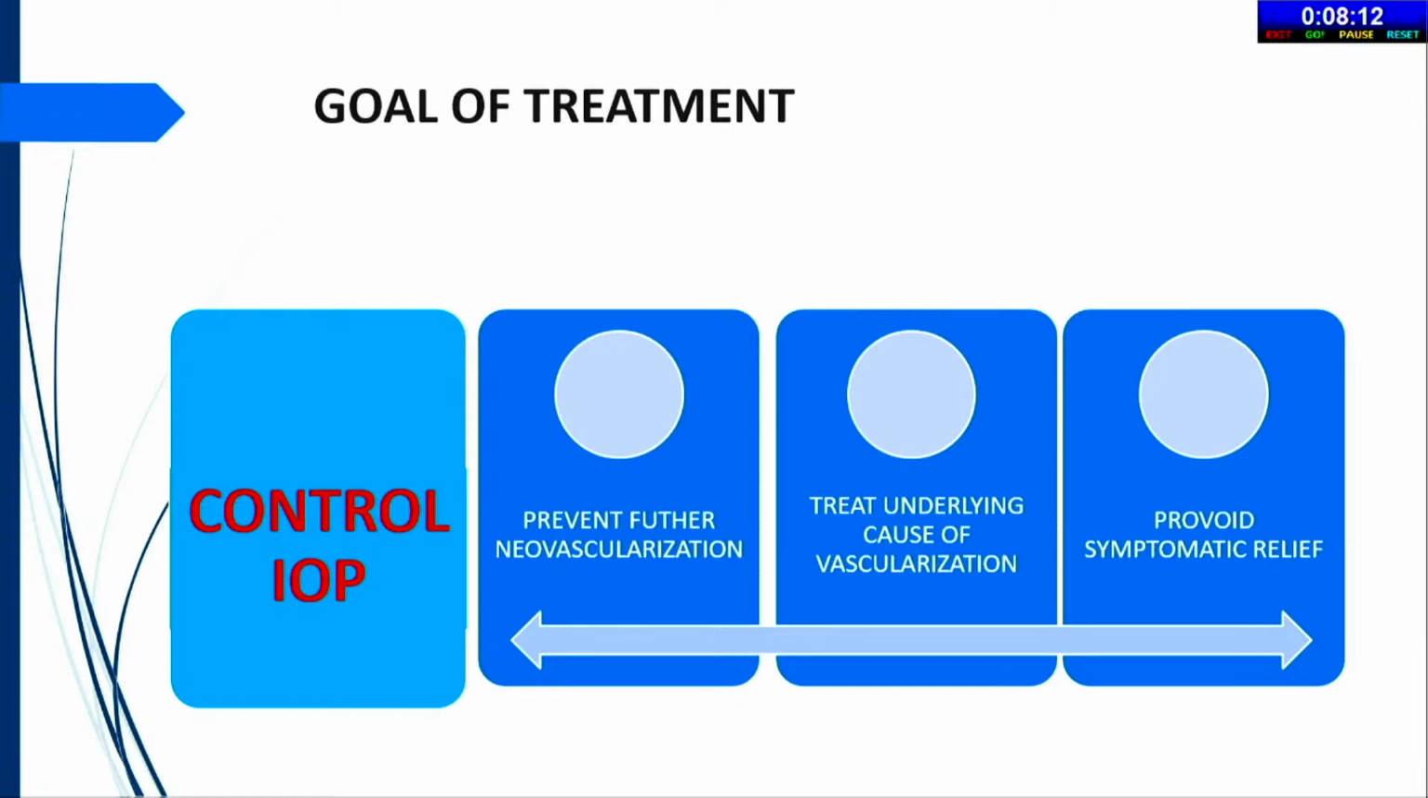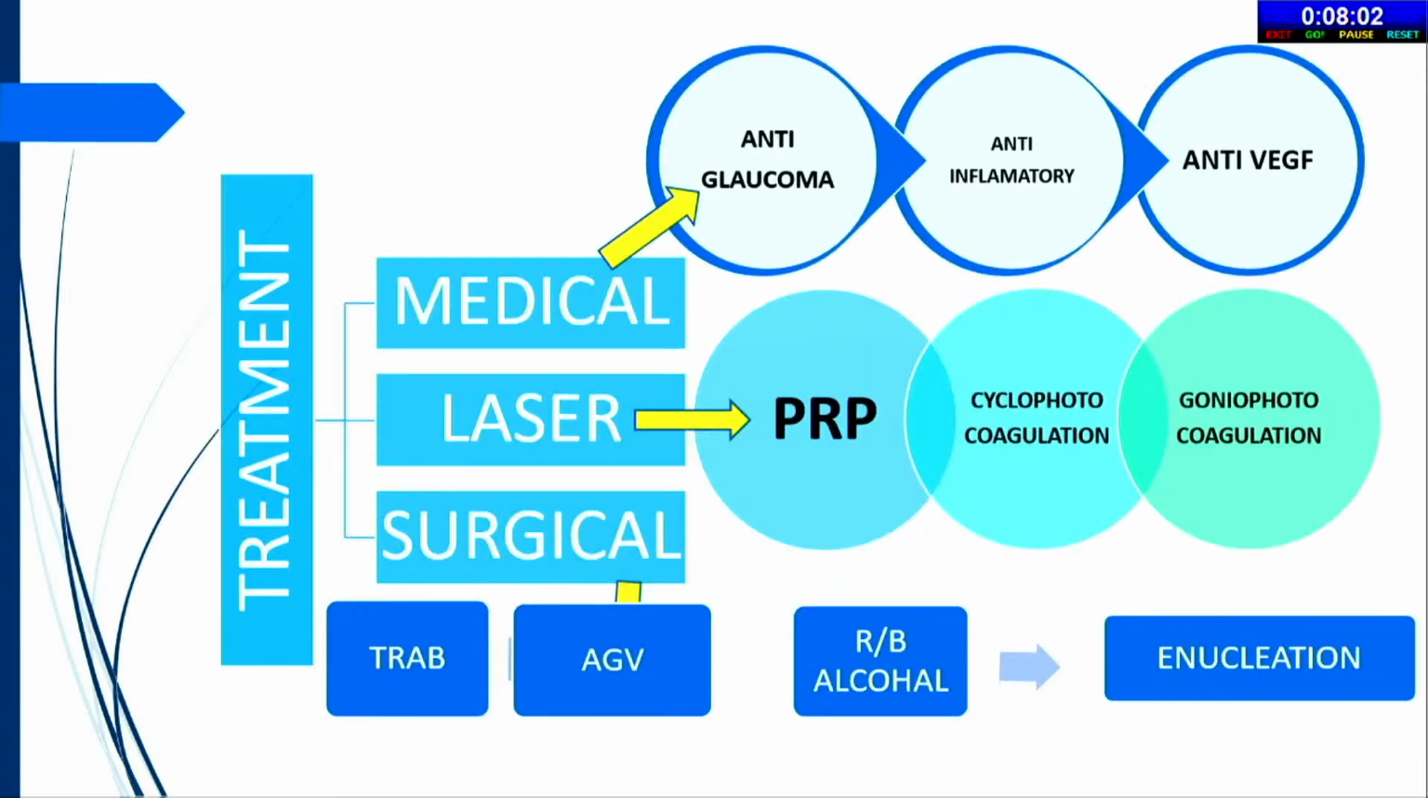Once you control the intraocular pressure, you have to look into the cause of neovascularization and treat it and prevent its recurrence, and if the patient is not improving symptomatically, get relief from pain. So these are the protocols: medical, laser, and surgical. Medically, you can use anti-glaucoma drugs, but what are the two drugs which are contraindicated in neovascular glaucoma? Prostaglandin and miotics, yes. And anti-inflammatory drugs and anti-VEGF are gaining very good importance in neovascular glaucoma.